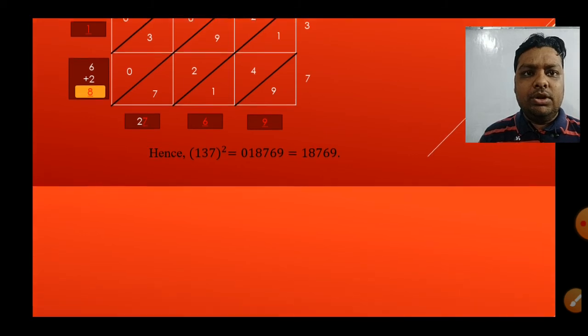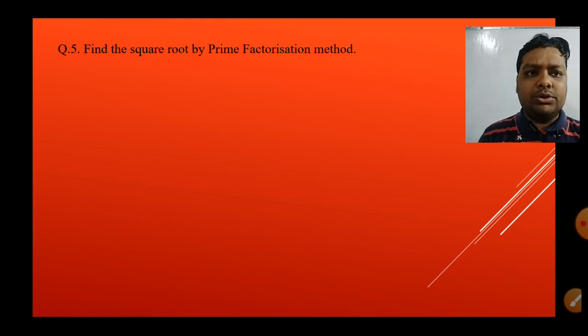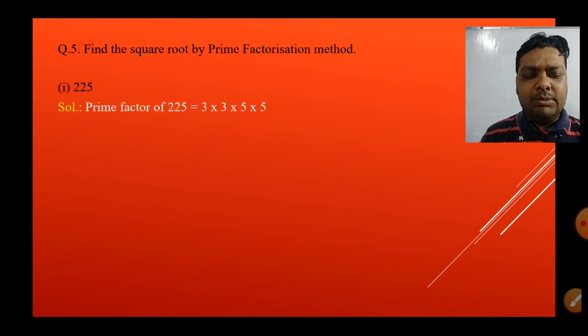So now students, let's move to the next concept. At first question number 5, find the square root by prime factorization method. Now we will find the square root of any number by prime factorization method. So the first question is 225. Okay. Now at first we will find the prime factor of 225. Then we will get 3 2 times and 5 2 times, and we can also write this like 3 square into 5 square. Then we have to find the square root of 225.